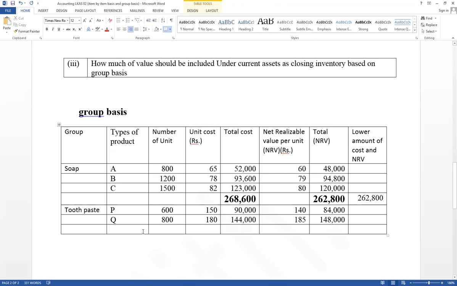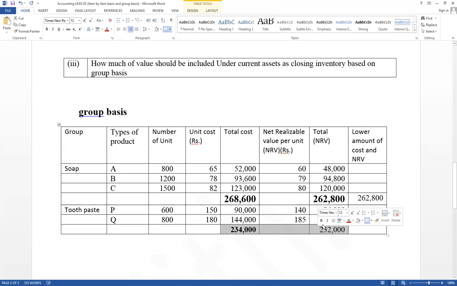Toothpaste is done the same way. Think about its cost value. Quantity is given, unit cost is given, and the total cost should be calculated. Then its total value equals 234,000, which is 90,000 plus 144,000. And think about its total NRV amount also. It is given as unit NRV into quantity: 84,000 plus 148,000. Therefore, it is 232,000.